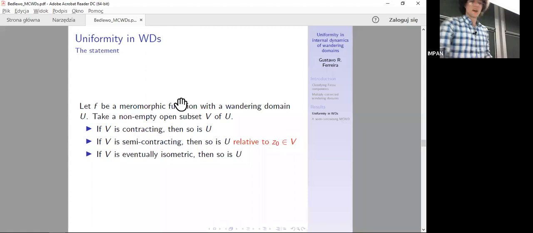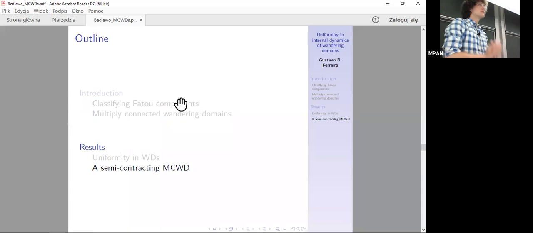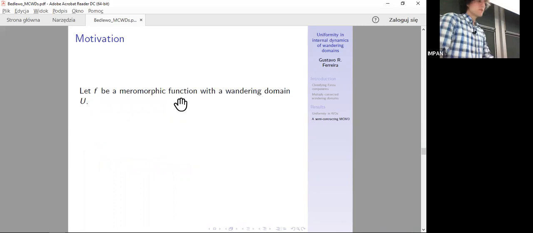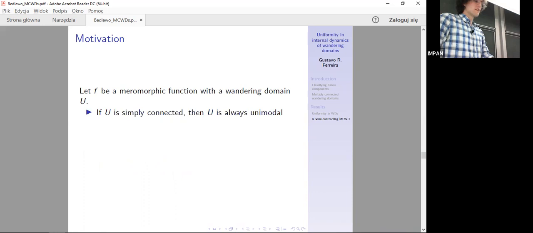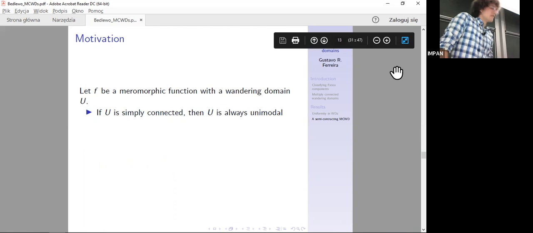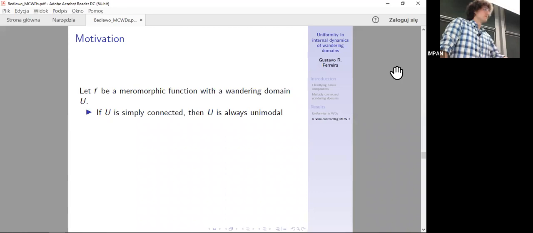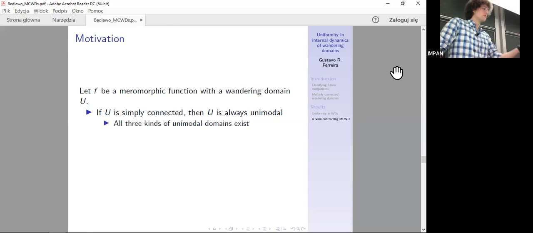What we're going to do is give a new example of a multiply connected wandering domain that is semi-contracting, uniformly semi-contracting or unimodally semi-contracting, what have you. So the motivation for this is the following. If you take a meromorphic function with a wandering domain U, then of course, if U is simply connected, then Anna and Anna, Vaso, Nuria, Phil, and Gwyneth show that they are always unimodal, right? And furthermore, they show that all three kinds of unimodal simply connected wandering domains exist.